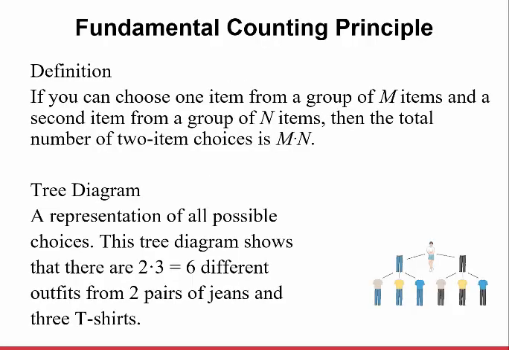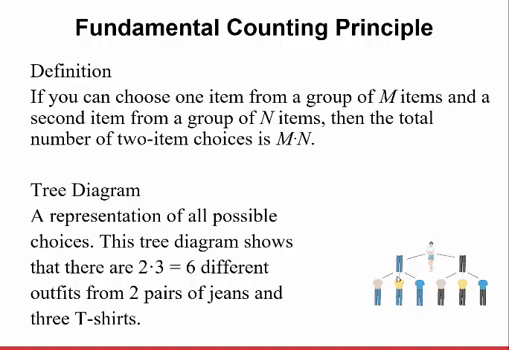So what is the fundamental counting principle? Well, if you can choose one item from a group of M items, like if you have two pairs of pants, let's say, that's your M, two items, and a second item from N items, like three shirts, so N is three shirts, then the total number of two-item choices that you can make, you just multiply M times N. So for example, in this representation of all possible choices, we have this tree diagram here.